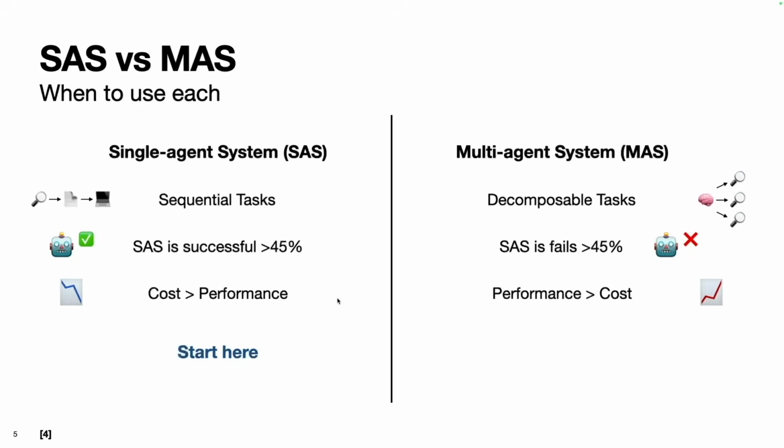Typically, it's going to be a good idea to start with your single agent system, mainly so you can evaluate how well it can do this particular task. Then only once all these different criteria are satisfied would it make sense to transition to a multi-agent system.